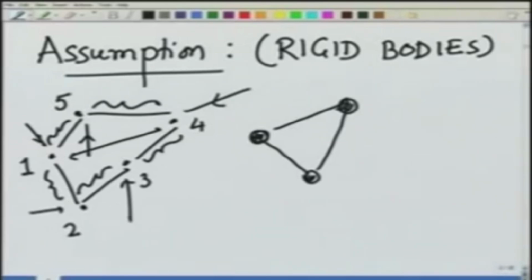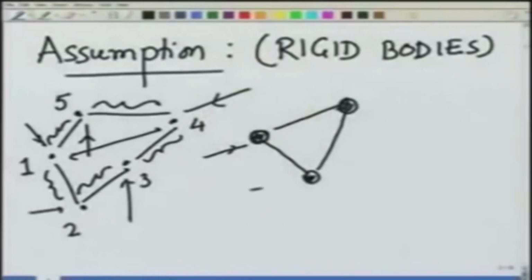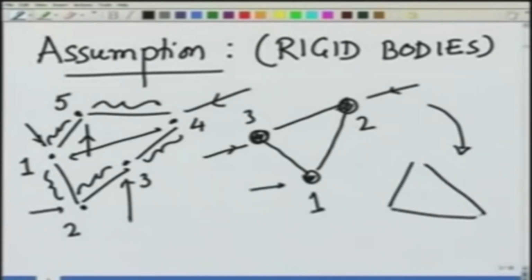So the distance between two particles would remain unchanged. You can feel right away that when I apply a force, it is not going to deform. The only thing this body can do is change its orientation. So for example, 1, 2 and 3 could go to a different shape like this, a different orientation like this, and this is known as a rigid body.